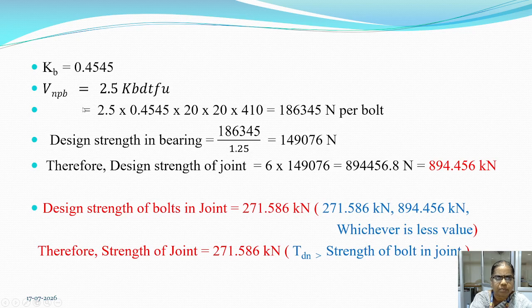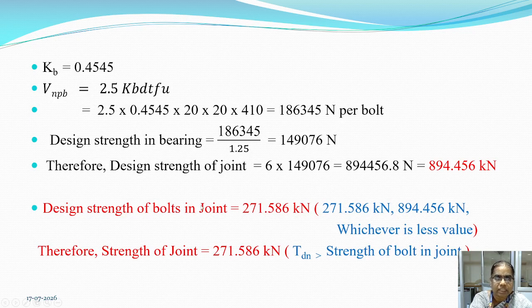So Vnpb equals 2.5 kb d t fu. Substituting all the values, for a single bolt Vnpb equals 186345 Newton. So design strength in bearing equals 149076 Newton. Therefore the design strength of the joint with 6 bolts equals 894.456 kilonewton. Among the three values, the design strength in shear is the lesser value, 271.586 kilonewton.